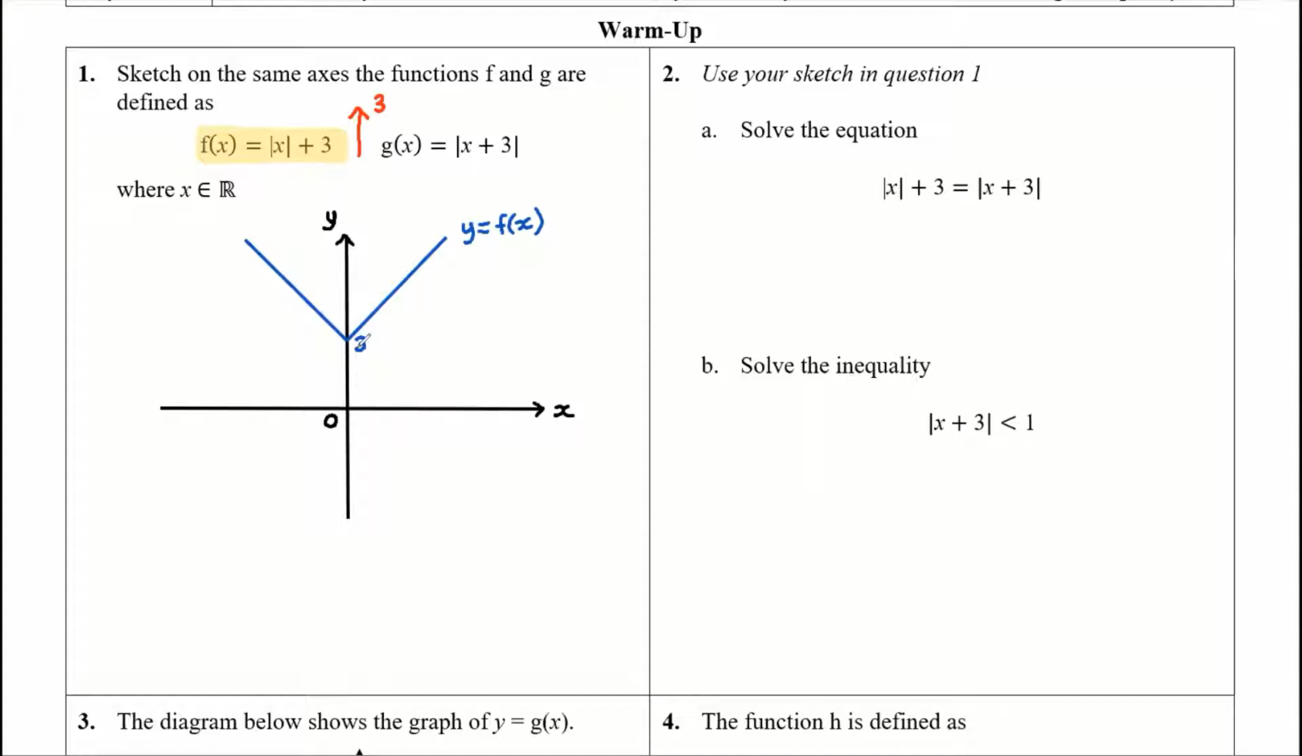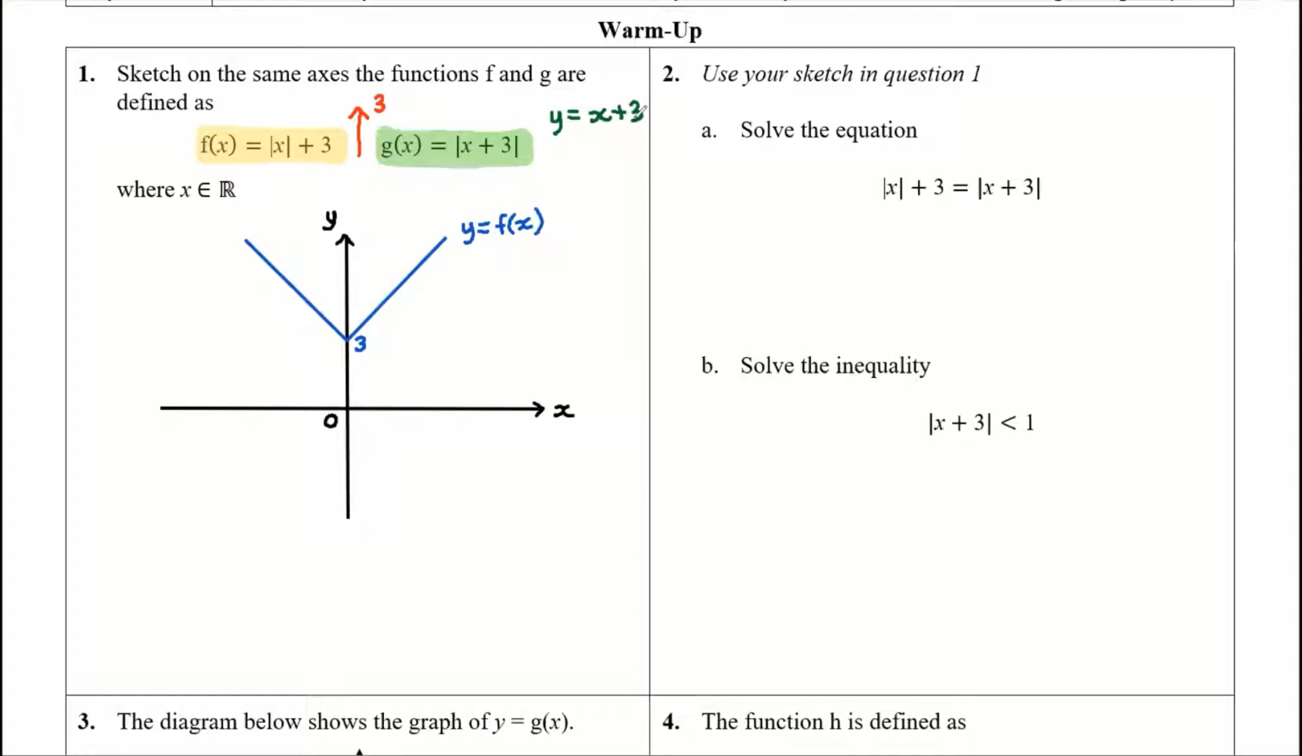Now for function g, it's a slightly different story. We've got x plus 3 with the modulus applied to it. And there's various ways of considering this. We could consider, first of all, the graph of y equals x plus 3. And then once we apply the modulus function, anything that is negative, so any y values that are negative, will be instantly reflected in the x-axis and made positive.